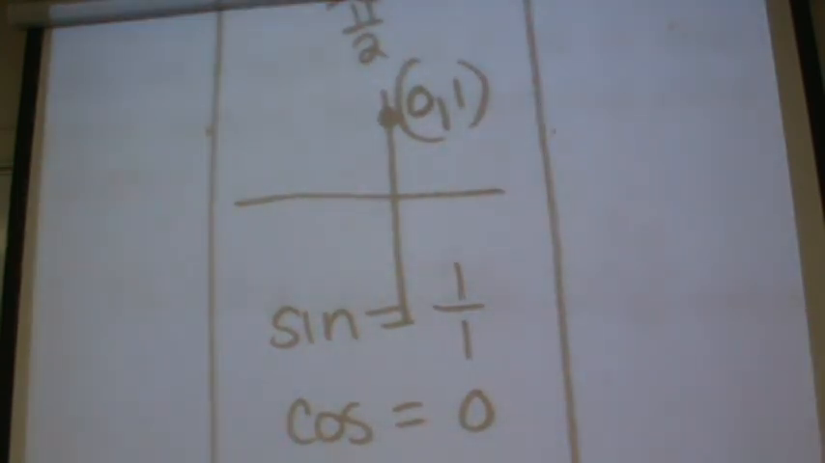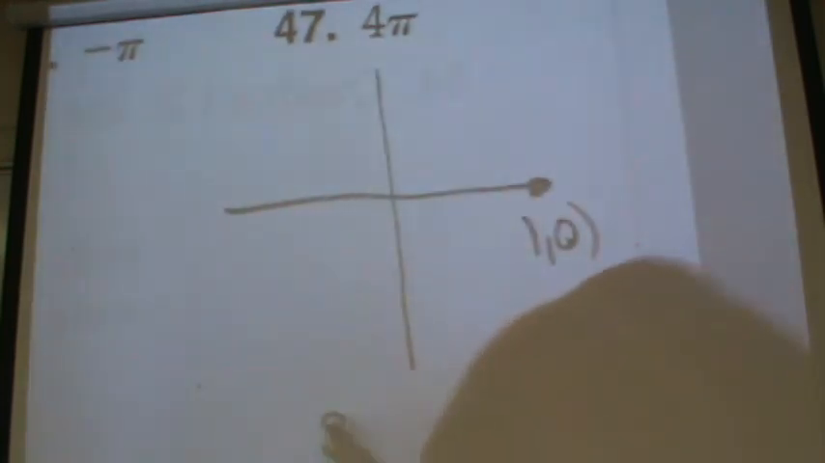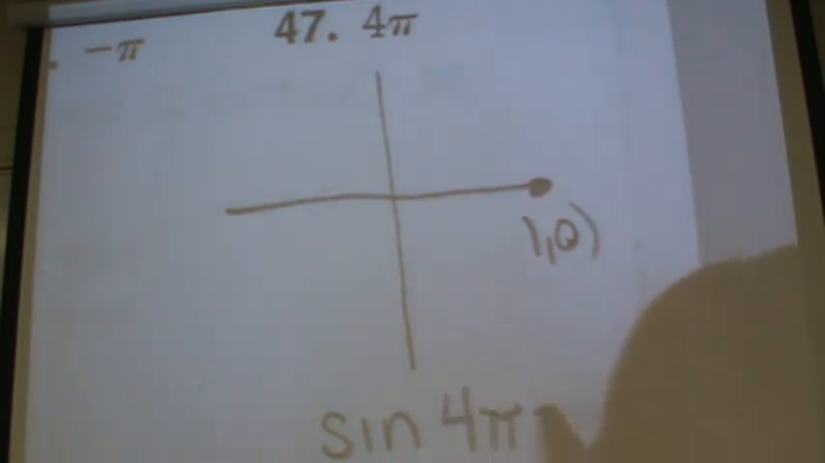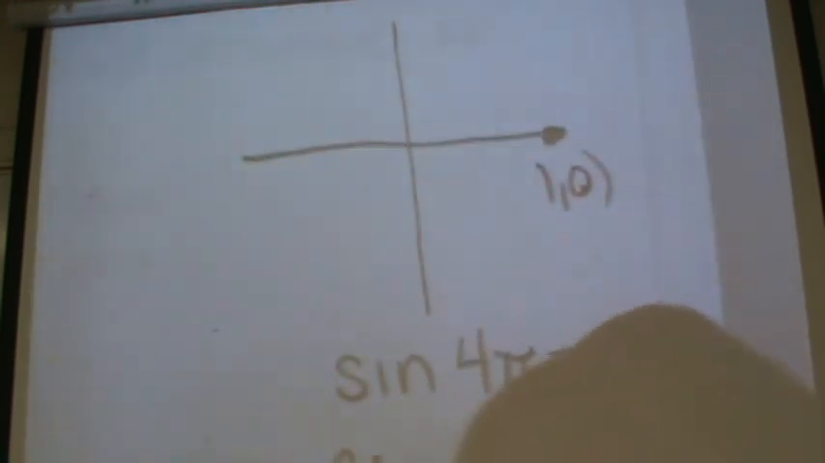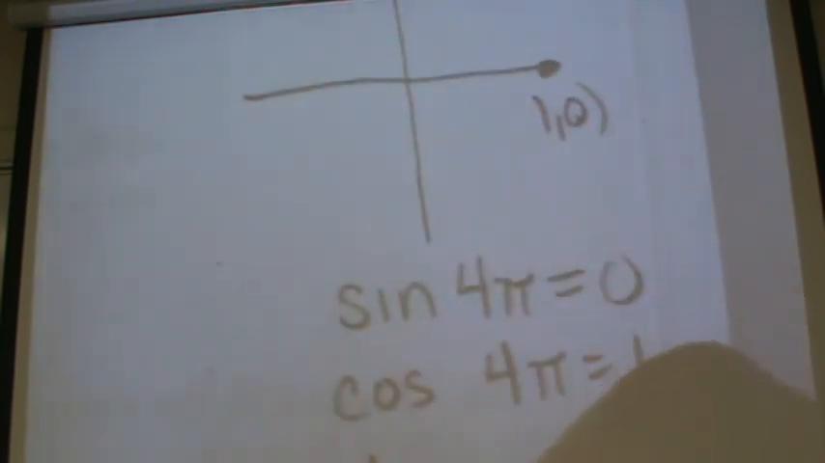Some of you guys are picking this up fast. And number 47, where is 4 pi? Here's 4 pi right there, at 1, 0. So what's the sine of 4 pi? 0. What's the cosine? 1. And tangent, 0.